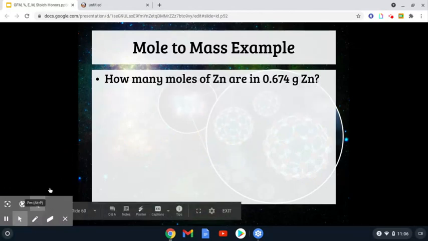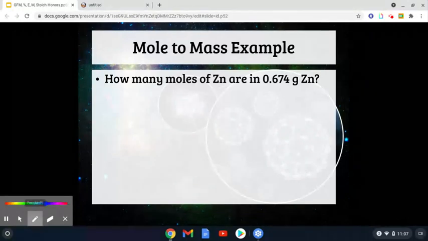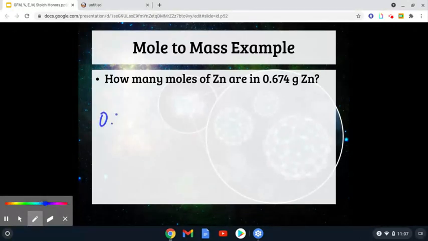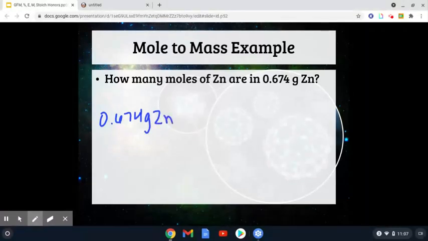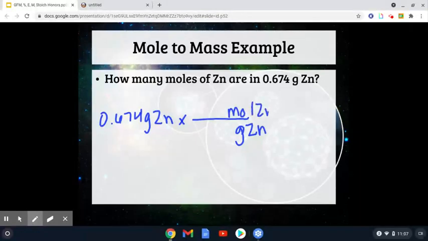And then last but not least, we have one more practice problem. It says, how many moles of zinc are in 0.674 grams of zinc? So again, always write down what's given to you. Conversion factors, we want to cancel grams of zinc, and we want to be left with moles of zinc. 1 mole of zinc, again, in this conversion factor, your moles are always going to be 1.